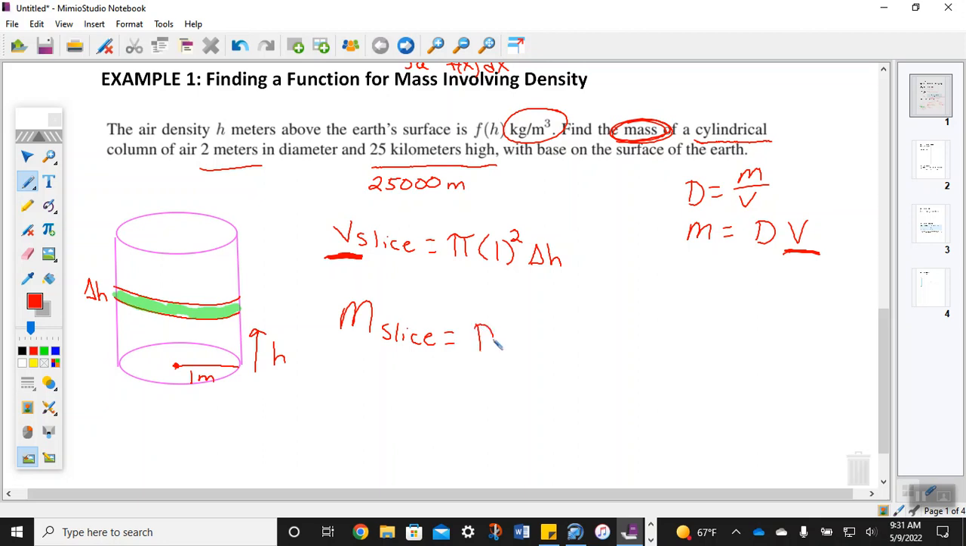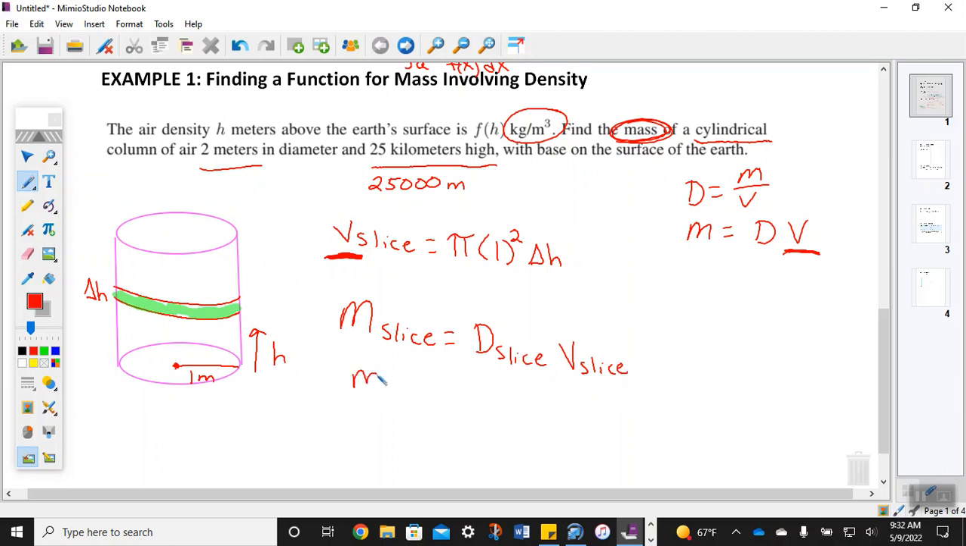So I'm going to write D slice. Ooh, I kind of like that. Sounds like a rapper's name. D slice. Times the volume of a slice, right? All agree with that?